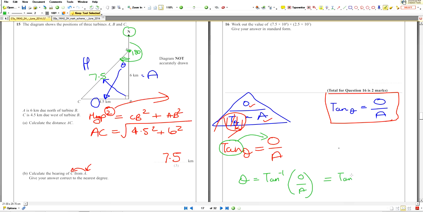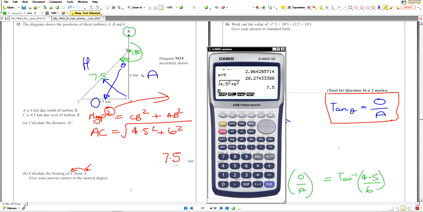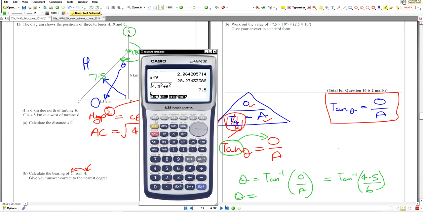So we do tan to the minus 1 of, what is the O value? 4.5. What is the A value, adjacent? 6. So let's work that out, folks, first of all. So the angle here, get our calculator, move to one side. So press shift, tan to the minus 1, brackets, fraction button, 4.5, replay, bring it to the bottom, 6, replay again, close bracket. Are we happy with that? So what do we get?